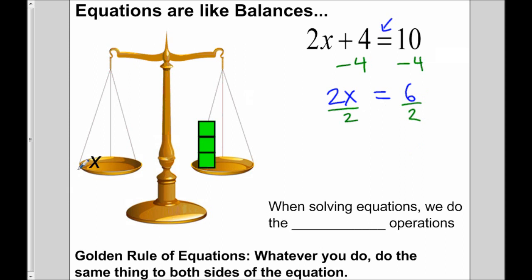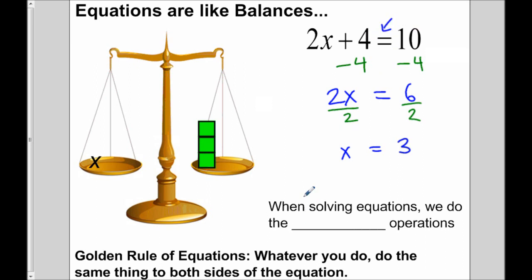And you notice that we only have x left, right? Because 2 divided by 2 makes 1, so we just have 1x. And then 6 divided by 2 is 3. Because the balance is equal now, I can say that x is equal to 3. And if we check the equation here, 2 times 3, which is 6, plus 4 is equal to 10. Of course it is.